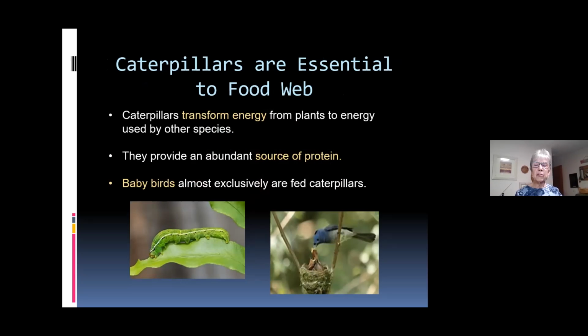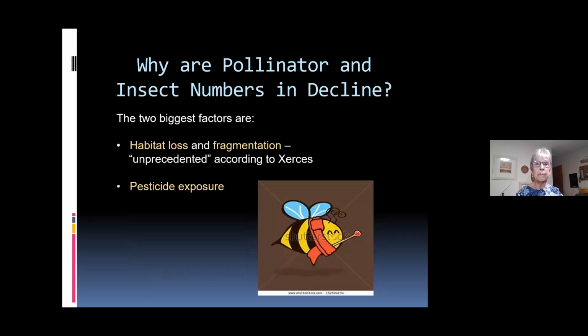And that's really important, to have a lot of caterpillars in your yard or in the neighbors' yards, because baby birds are almost exclusively fed on caterpillars. If you've ever watched a nest of baby birds and watched the parents bringing caterpillars, it seems like 24/7, you realize that somehow those caterpillars are available. We need to keep that happening.